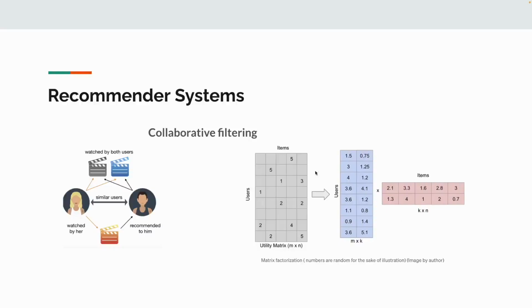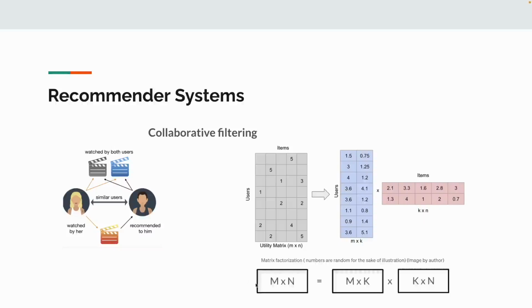So you are factoring this m times n matrix into an m times k user matrix and a k times n item matrix. Initially, you are factoring the utility matrix of size m times n into an m times k user matrix and a k times n item matrix. For example, if you have an 8 times 4 utility matrix, then you will have 8 times 2 if you want your user matrix to be of 2 dimensions. You will have your item matrix to be of 2 times 4 dimension.